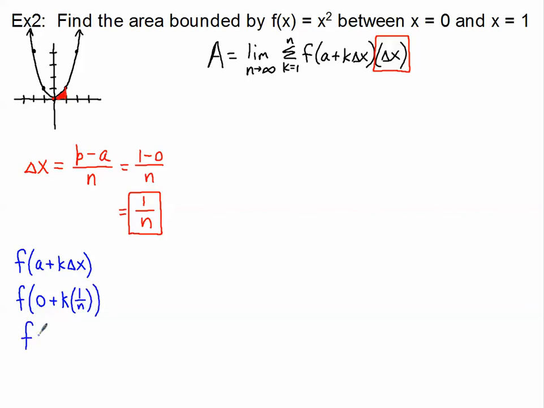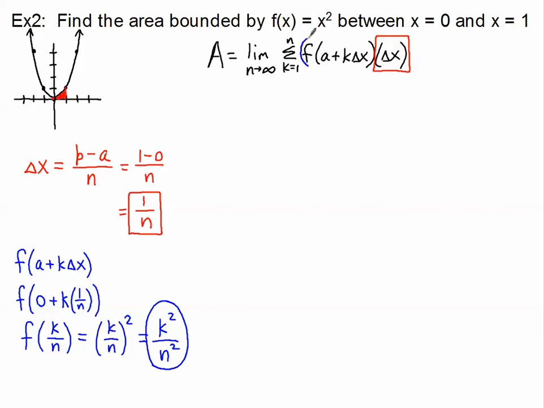So if I simplify this a little bit more, 0 plus this, k times 1 over n is just k over n. So f of k over n. Let's remind ourselves what f of x is. F of x is x squared. So f of k over n would be k over n squared, or rather, k squared over n squared. And that's that part. And that's going to go right here.